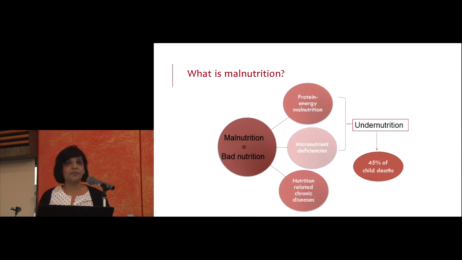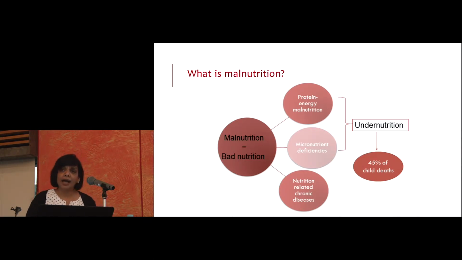It is bad nutrition. And there are broadly two kinds of malnutrition, which is either overnutrition or undernutrition. And undernutrition has two types, which are protein energy malnutrition and micronutrient deficiencies. Together we refer to them as undernutrition, and undernutrition contributes to around 45% of child deaths. So it's a massive problem in terms of its contribution to child survival.